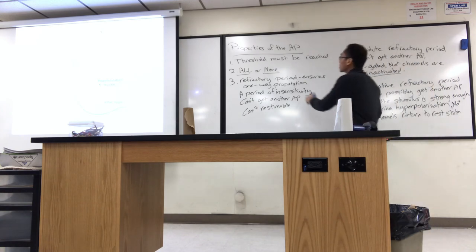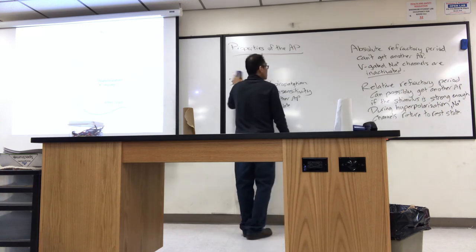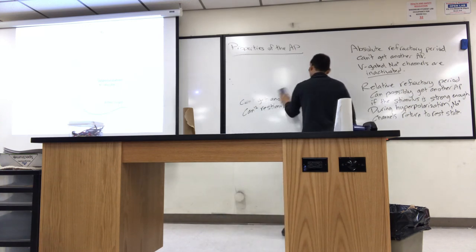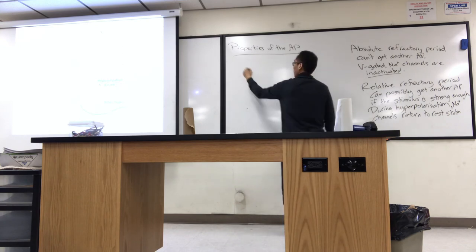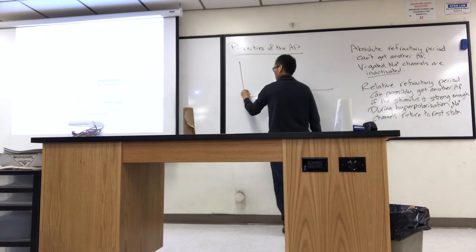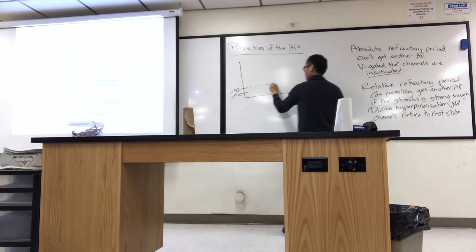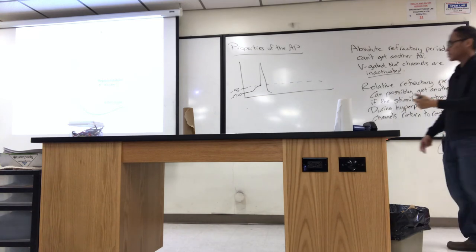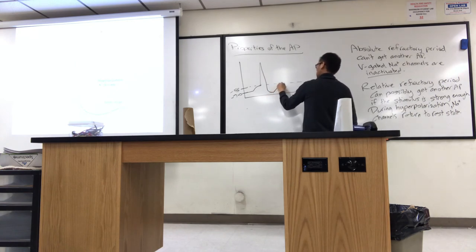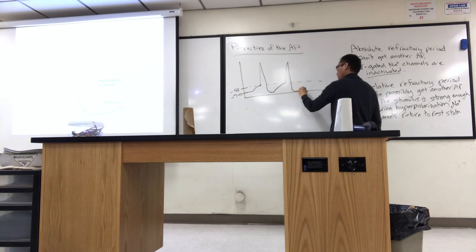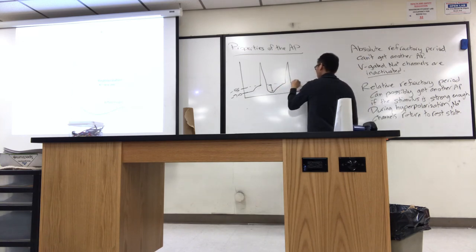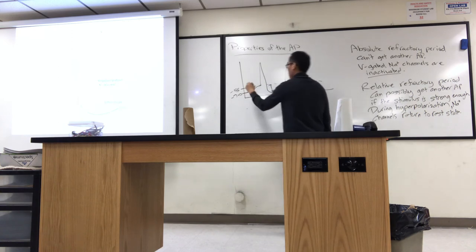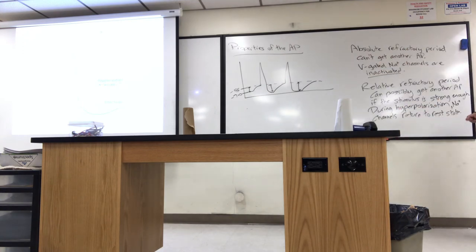let me draw it again. Threshold, pow, and you hyperpolarize. At that point, when you're still in a state of hyperpolarization, you can get another one, but you need more of a jolt to reach threshold, right? So it's like, jolt here, pow, and you drop down further, and it's like, oh man, I've got to go all the way up to here. You see what I'm saying? That distance to reach threshold is more. That's why you need a bigger jolt, because you've hyperpolarized. That's all it is.